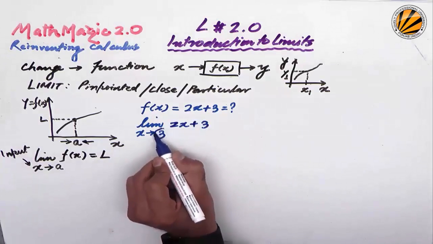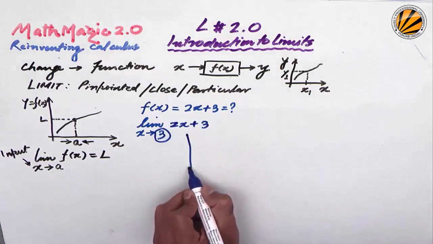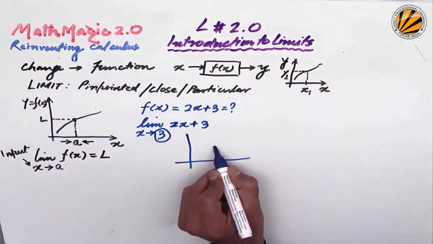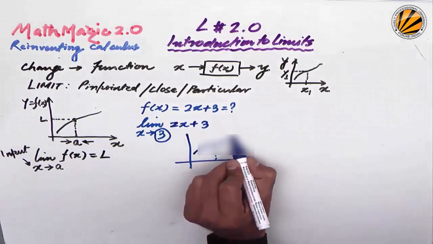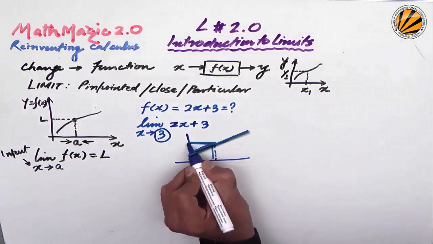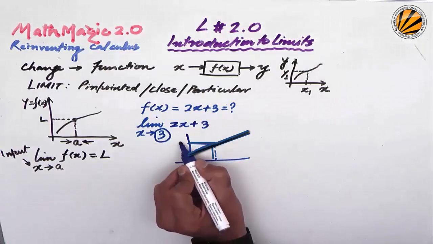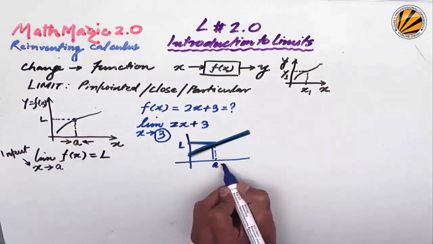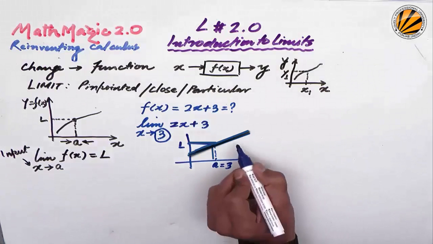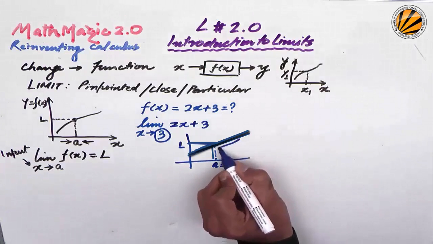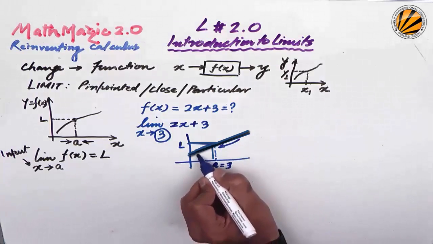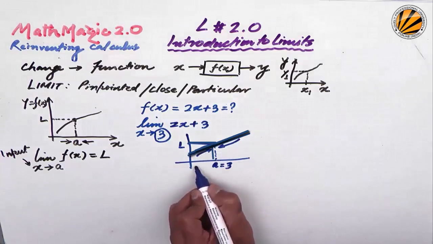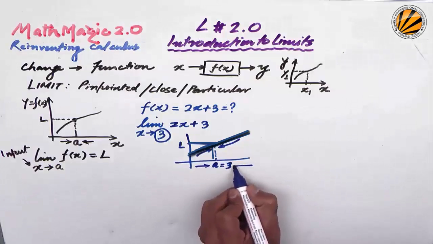Now this can be approached if I draw a graph and say that this function is going to give us an output L at this point A, wherein here A is equal to 3. There are two ways to approach this particular A. One is from the left hand side, that is from this side, and the other is from the right hand side.